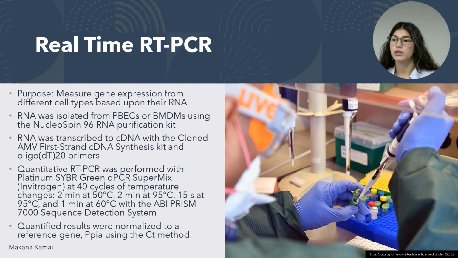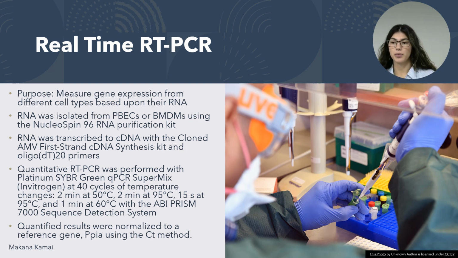And this is done using the NucleoSpin 96 RNA purification kit. After this, 400 nanograms of the isolated RNA was converted into complementary DNA. This is going to be called cDNA. And then you're going to be using the cloned AMV first strand cDNA synthesis kit. So this process involves oligo dT20 primers. And this is just done to bind the poly A tails of mRNA, which facilitates the reverse transcriptase process.